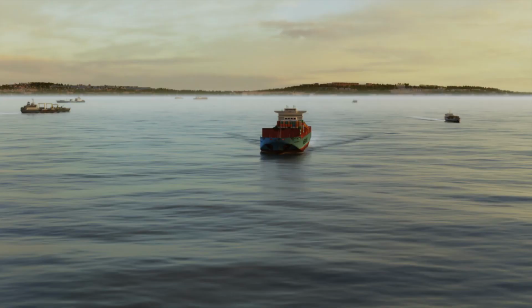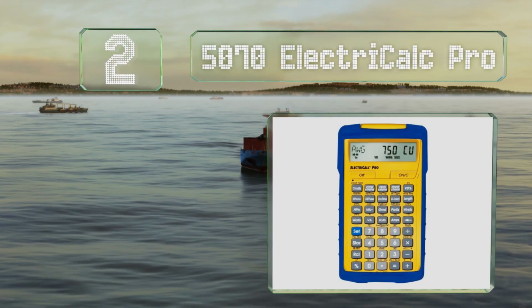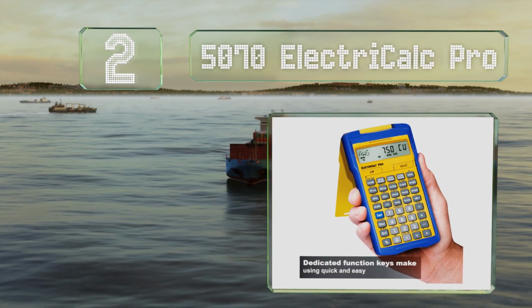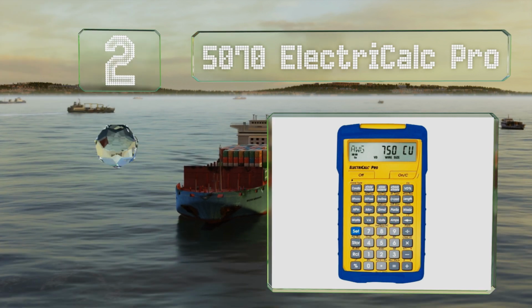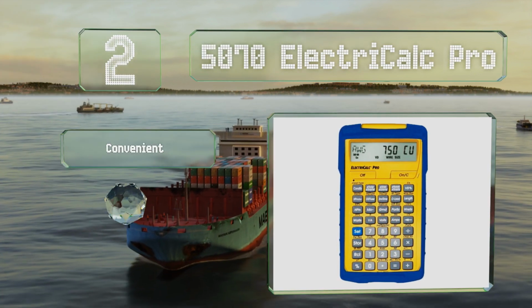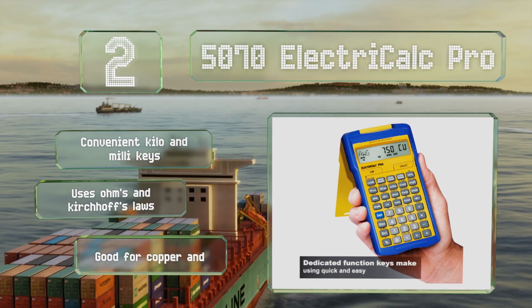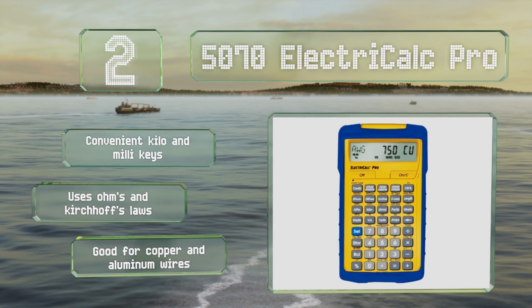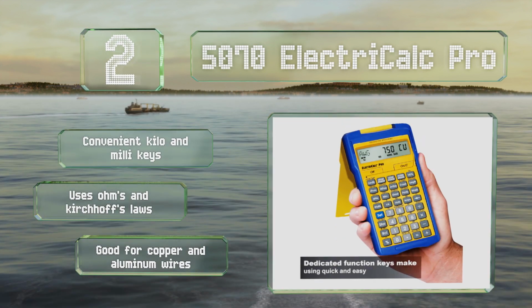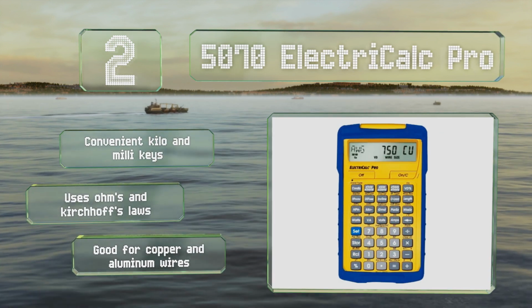At number 2, the 5070 electricalc Pro makes calculations based on the 2020 National Electrical Code, but you can dial it as far back as 1996 in case the area you're working still observes an old version of the rules. It's easy to update too, so you'll always stay current. It includes convenient kilo and milli keys and uses Ohm's and Kirchhoff's laws. It's good for copper and aluminum wires.